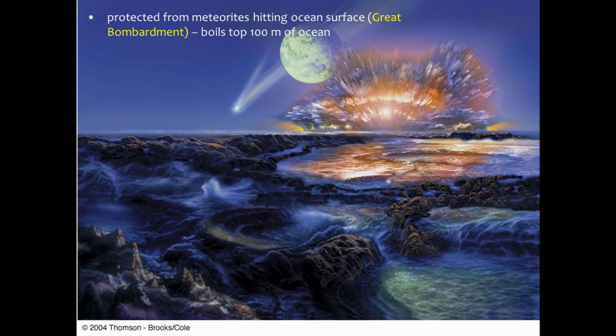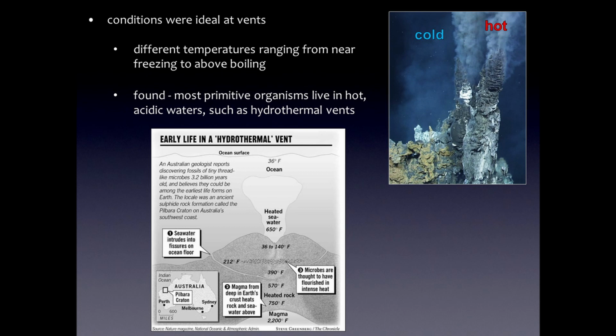So we had life, and life was trying to form in the upper surface of the ocean. It would have simply boiled away. Hydrothermal events typically occurred at much greater depths, so they would have been protected from this boiling away of the top 100 meters or so of the ocean. The other reason is that conditions are ideal at these hydrothermal vents.